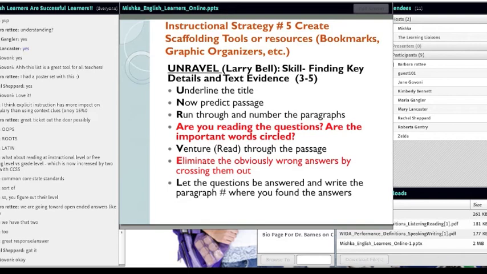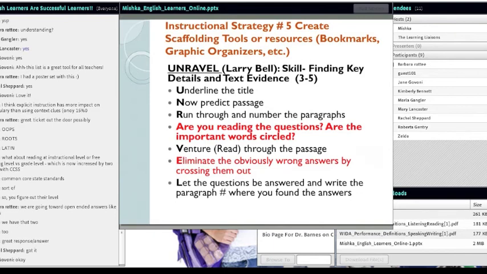In this particular strategy, they have to read the question first before they read the passage, so that it puts in their mind, hey, it's like a trigger. Okay, I'm reading this question, but when I go down to the passage, hey, that's the answer to that question. Let me go back and highlight that. Are you reading the question? Are the important words circled? Venture through the passage, eliminate the obviously wrong answers by crossing them out.